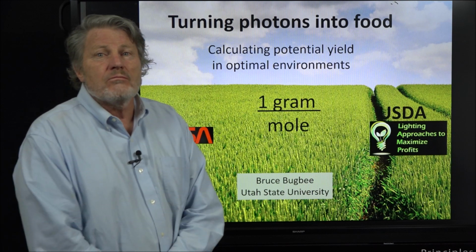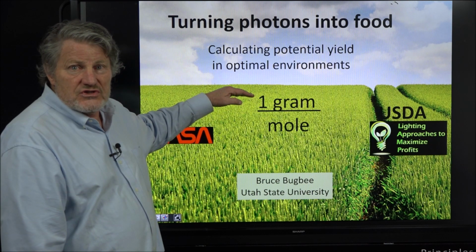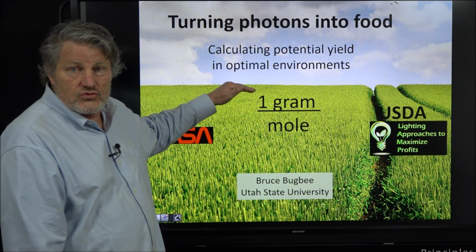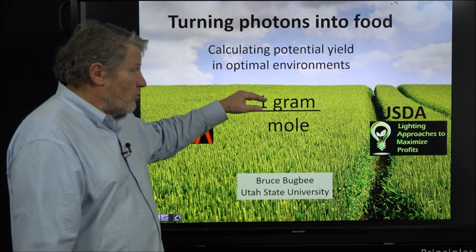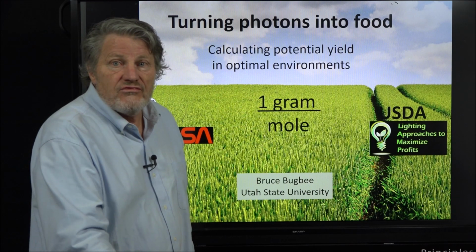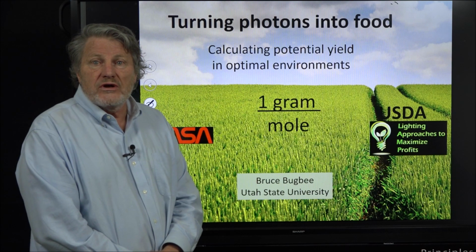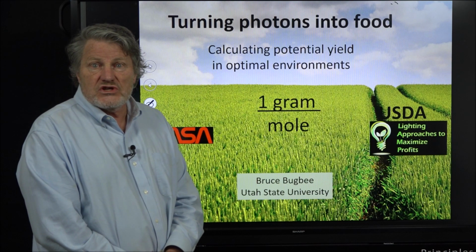So let's now show you the units of this calculation. 1 gram per mole of photons. This is an output from the system, 1 gram of dry biomass, or 1 gram of yield per mole of photosynthetic photons. So it's output divided by input, which is the efficiency of the system.